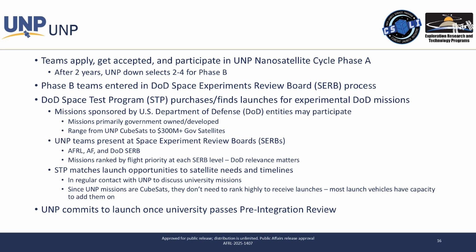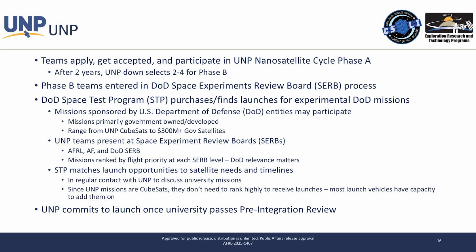The other teams that are not selected can reapply to a new UNP cycle. So they would re-enter phase A rather than phase B. UNP does not allow anyone to go directly into phase B. You have to participate in phase A and then get selected for phase B. And usually that works out great for those teams.